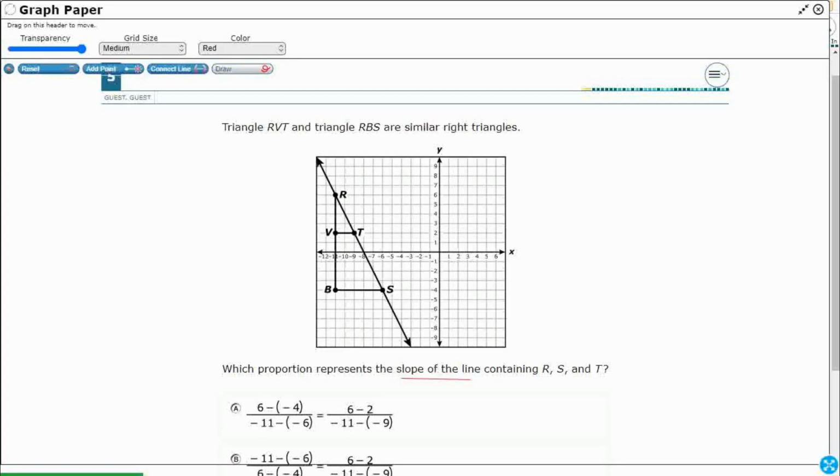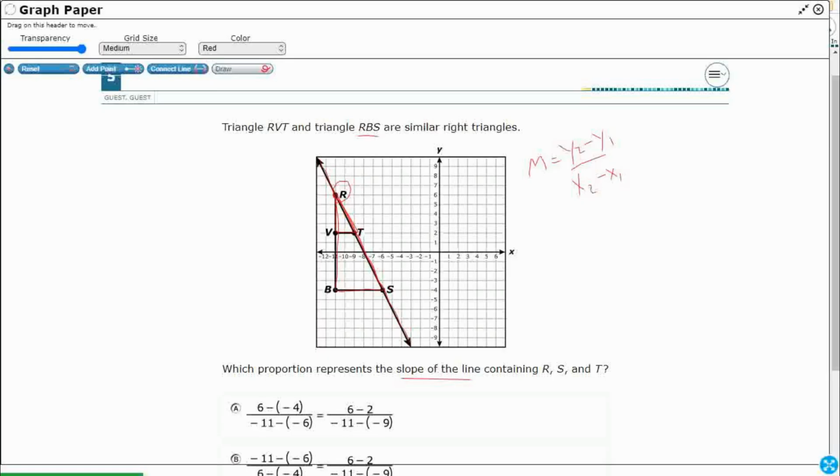All right, so we're looking at this particular line right here, right? And we see that RVT, that's the small one, and then RBS, that's the big one, right? And you see that both of the hypotenuses for those 2 right triangles are on that exact same line, so it makes sense. Yeah, sure, it's the same slope because it's part of the same line. But how do we represent that? Well, how do we find the slope? Okay, well, slope is, right, the change in y over the change in x.